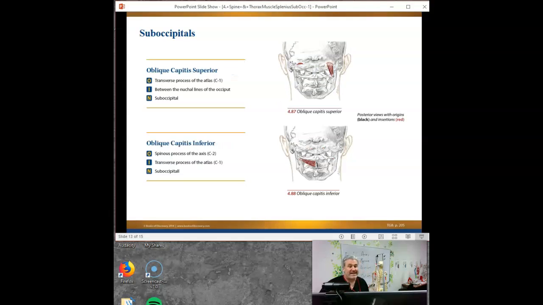Then you've got the oblique capitis muscles, and they like to grab onto transverse processes. So the oblique capitis superior comes down, right? And grabs onto the transverse process of C1. Oh, sorry, I'm doing it back. C1 here. And then the inferior, the oblique capitis inferior, ties that transverse process down to the spinous process of C2. They both meet, though, at the transverse process of C1.